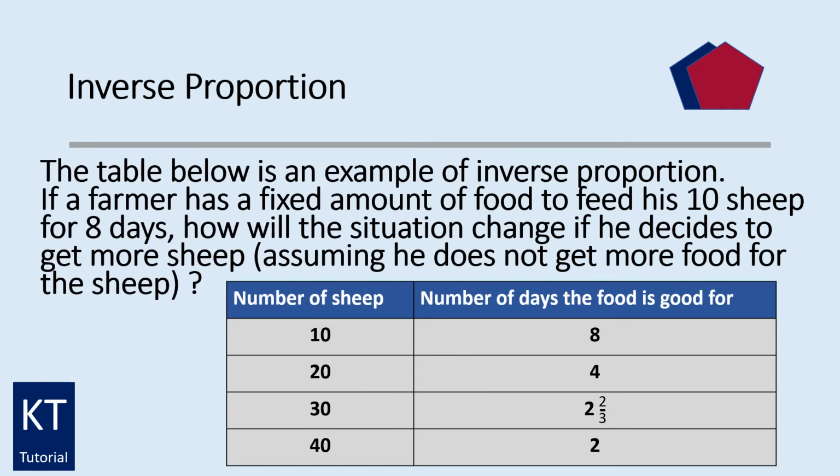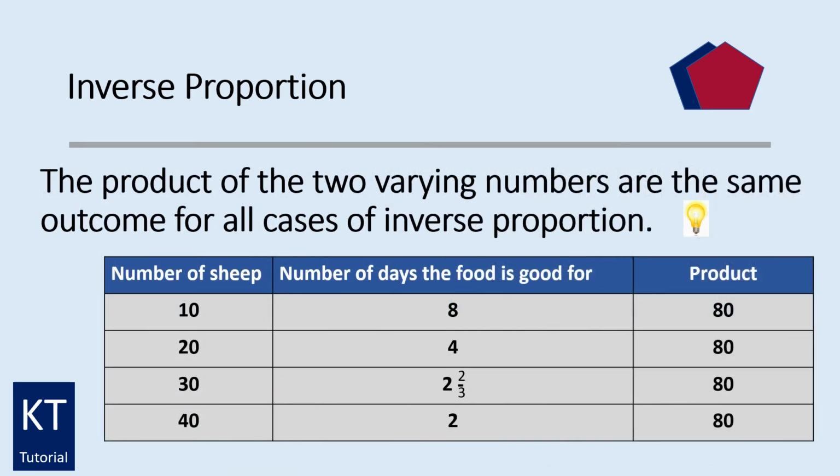The table below is one more example of inverse proportion, coming from the question, if a farmer has a fixed amount of food to feed his 10 sheep for 8 days, how will the situation change if he decides to get more sheep, assuming he does not get more food for the sheep. In wrapping up, the product of the two varying numbers is the same outcome for all cases of inverse proportion.